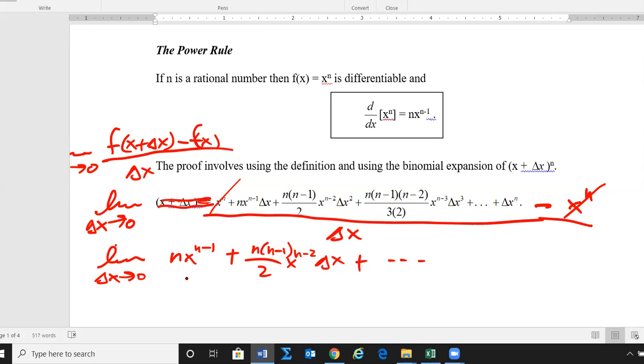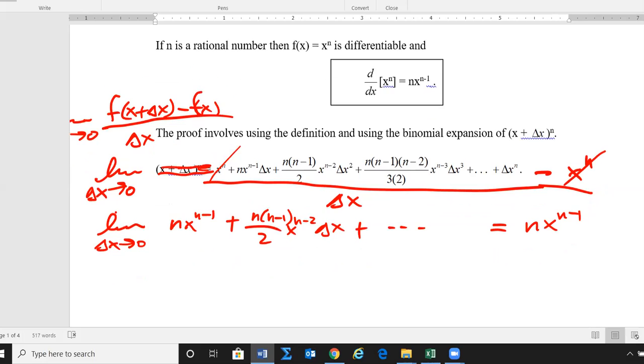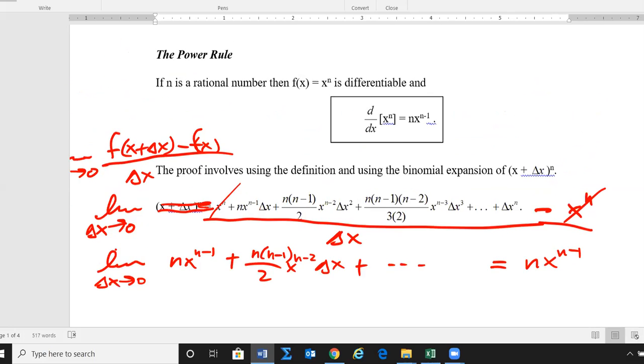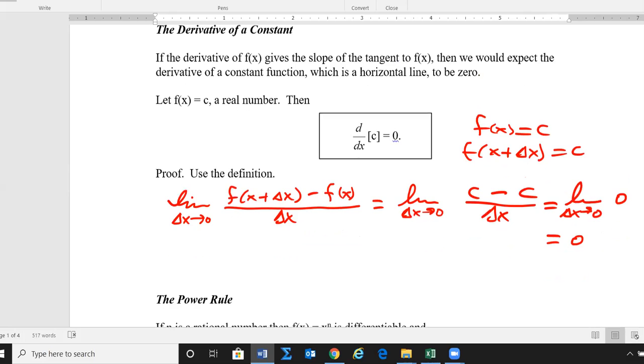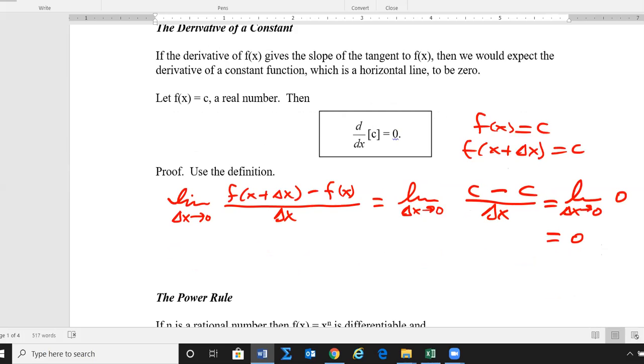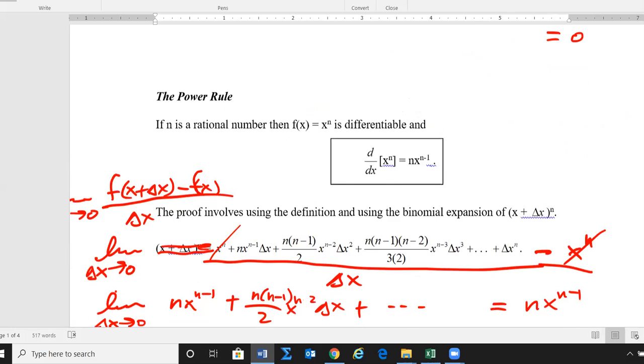So the point is that when delta x heads to 0, all of this ends up as n x to the n minus 1, like that. So a nice formula for a power function. And what does this mean? It means we don't have to use the definition so far. That's what it's telling us. We're not going to have to use the definition on these expressions.